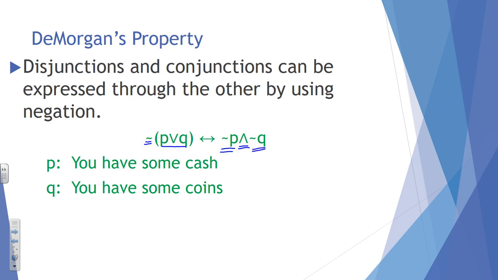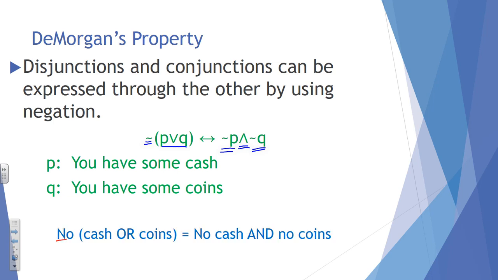So let P be the statement you have some cash. Q means you have some coins. I think you'd agree that if you don't have any cash or coins, that means that you don't have any cash and you don't have any coins. If you don't have one or the other, that means you don't have one and you don't have the other. Negation distributes, but when we do, it reverses conjunction and disjunction.